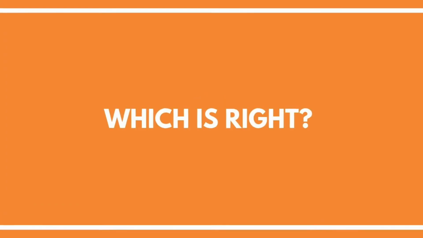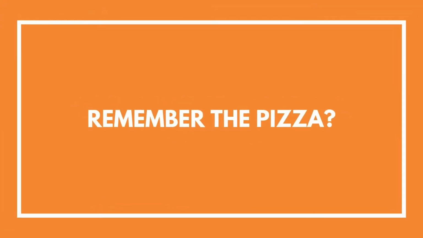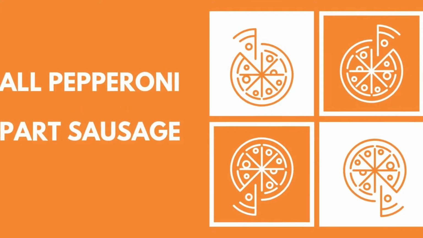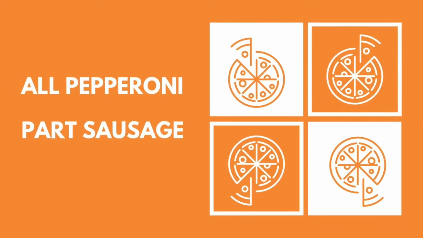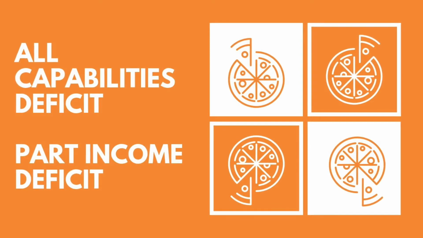So, which one is right? We think it's a little bit of both. Let's go back to our pizza example. To repeat our thesis, poverty is always defined as a deficit of combined capabilities, which can sometimes also include income lowness.